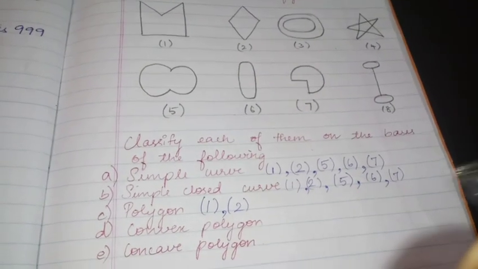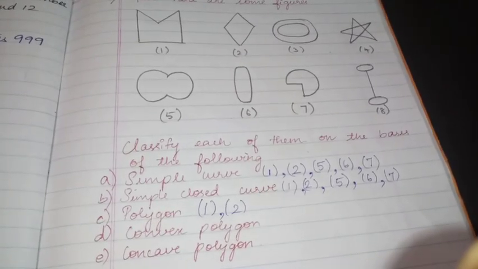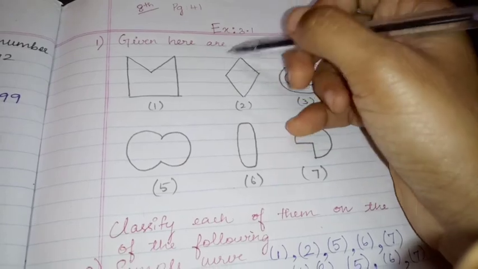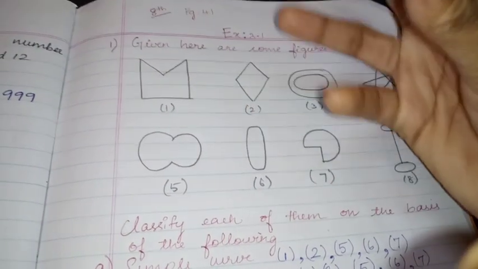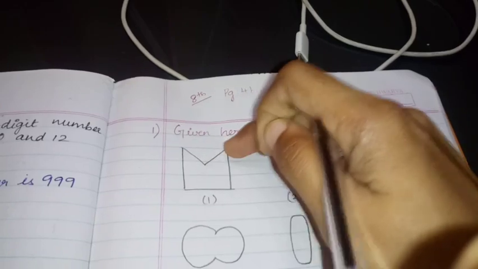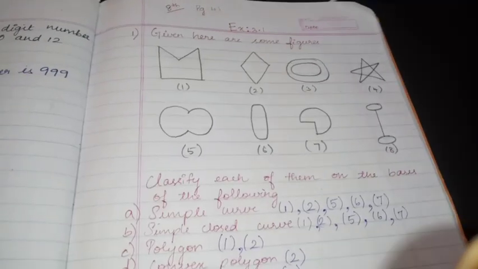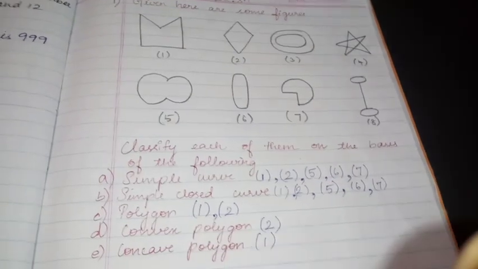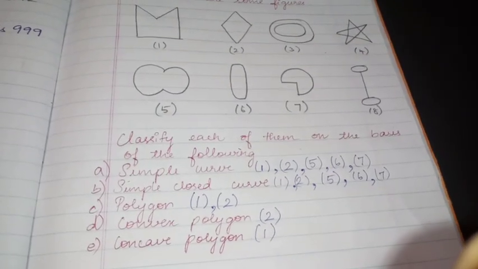Next, convex polygon. Convex means what? It will be extended outside. So the number 2 is a convex polygon. Concave means what? It will be inside. So the first answer is your concave polygon. These are all things you should write in your textbook. Understood? Next is your third question.